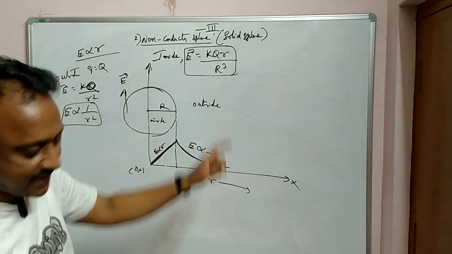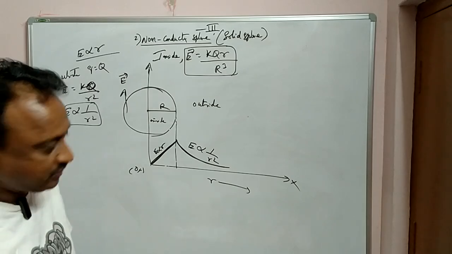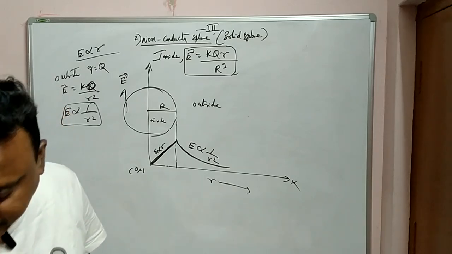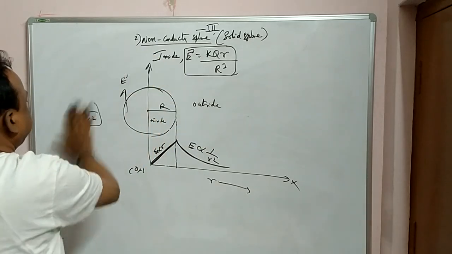Please remember this formula: k capital Q small r by R cube. Okay? Shall we go to the next one now? Right?